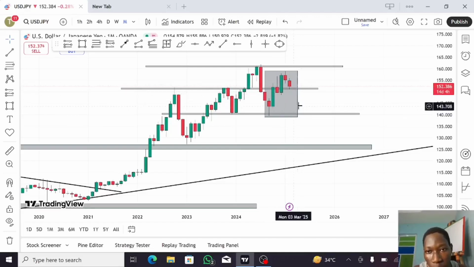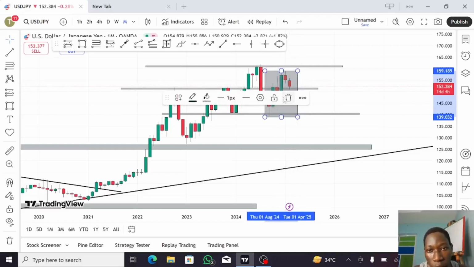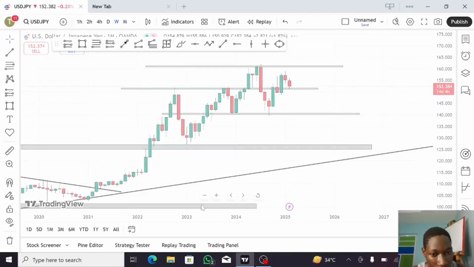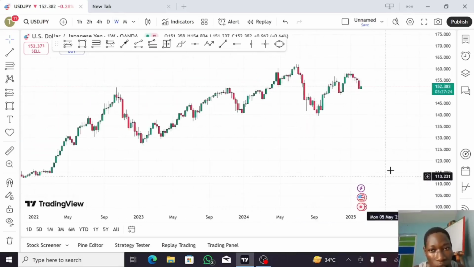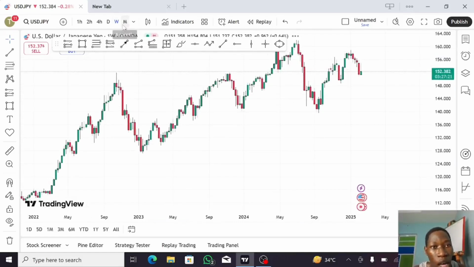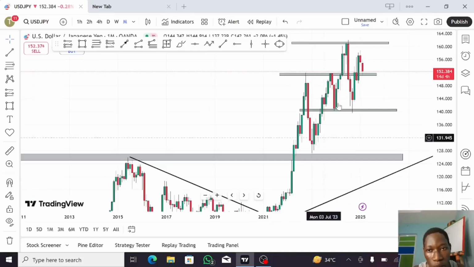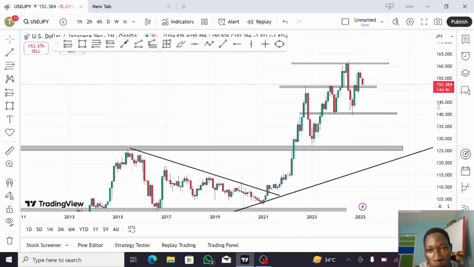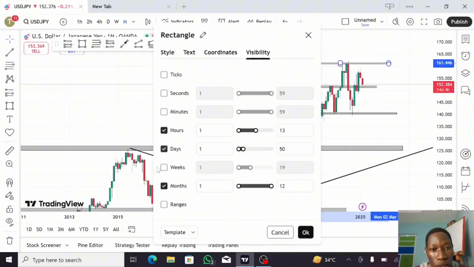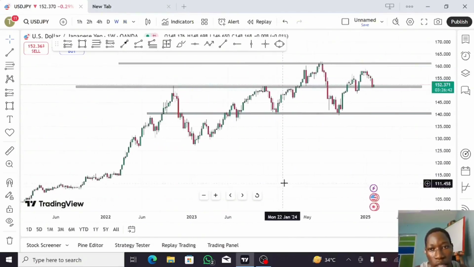let me go to the weekly time frame and see if there's anything I'll do there. This is one of my favorite pairs to do analysis on. So let me make all this stuff show on the weekly time frame. This is the weekly time frame.